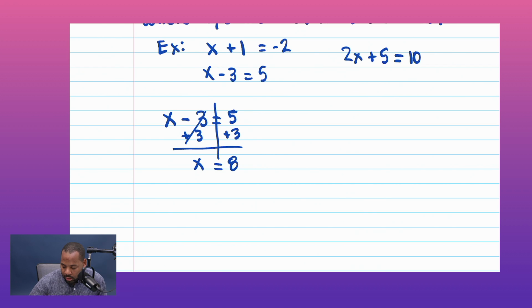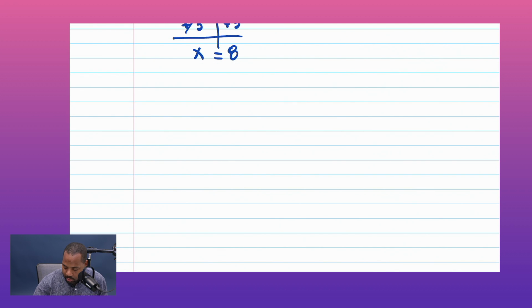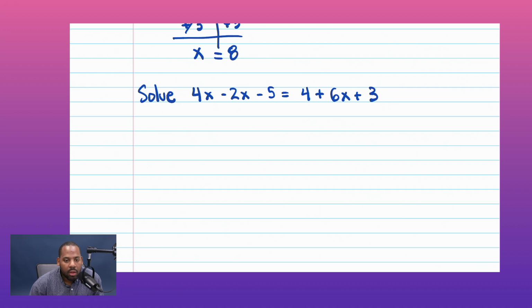So my very first example says solve 4x minus 2x minus 5 is equal to 4 plus 6x plus 3. So 4x minus 2x minus 5 is equal to 4 plus 6x plus 3. Okay? So notice that I have multiple terms on both sides of my equation. So your very first step is to combine like terms. So my first step is to combine like terms.